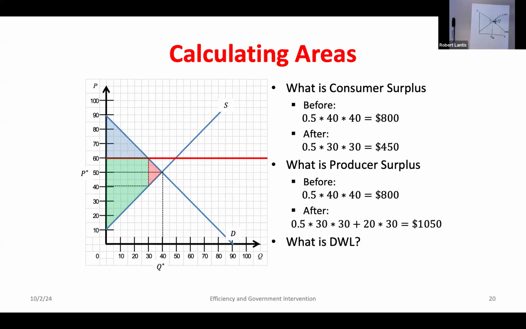Now, once again, even if I didn't have this graph, if I just had this information, I know what deadweight loss is. Why? Because deadweight loss is just the loss of total surplus after this government intervention. So what was total surplus before? Well, consumers and producers both had surplus of $800, so 1,600. After this price floor, consumers had 450, producers 1,050. So the total surplus there was 1,500, or we lost $100 of surplus.